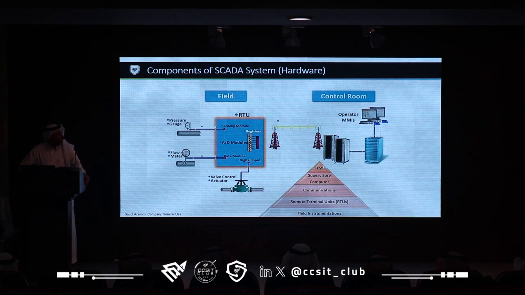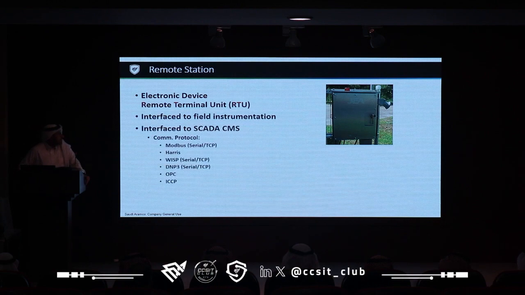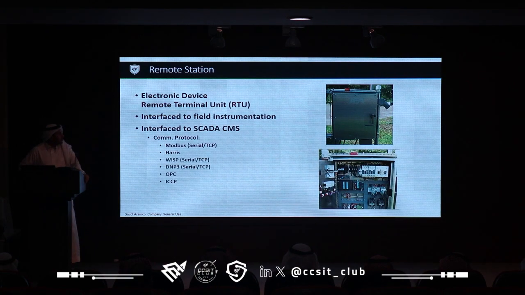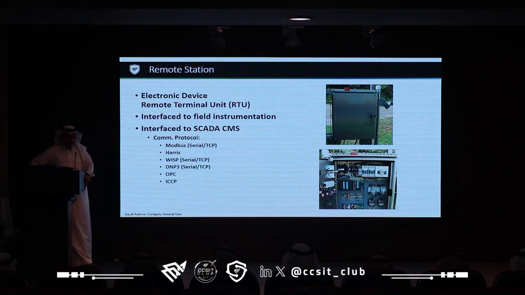We'll go on to give you more about the remote stations. For example, the RTUs, remote terminal units. It is the interface to field instrumentation, as I explained in the picture. I will go through this quickly. And it will interface with the SCADA system. It is the middle point between the field instrumentation or sensors and the SCADA: it gets the data from the sensors, collects it, consolidates it, and ships it to the central management system, called SCADA. And we have many protocols used to communicate between SCADA and the RTUs.